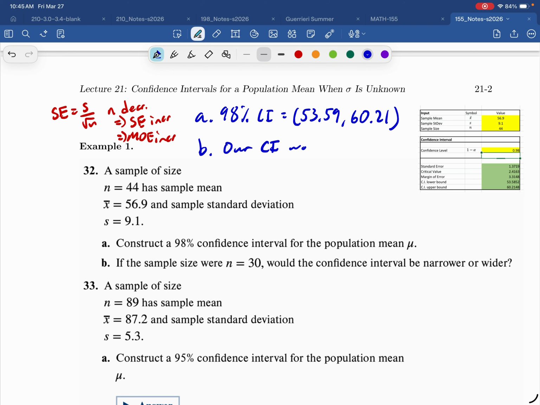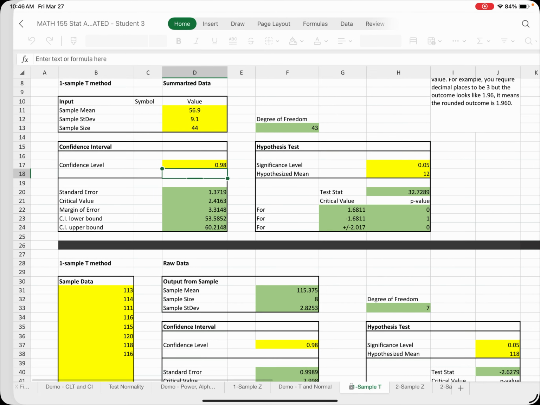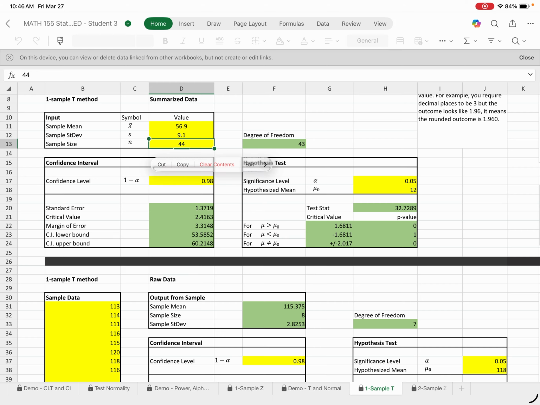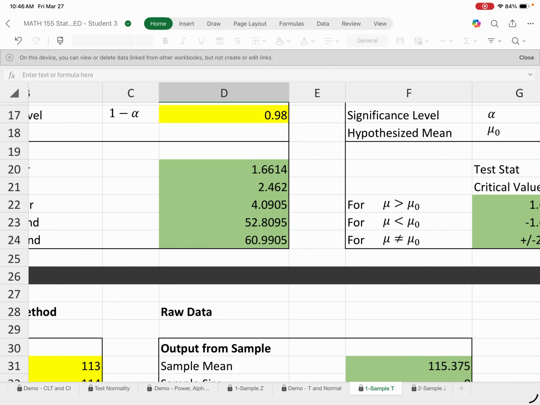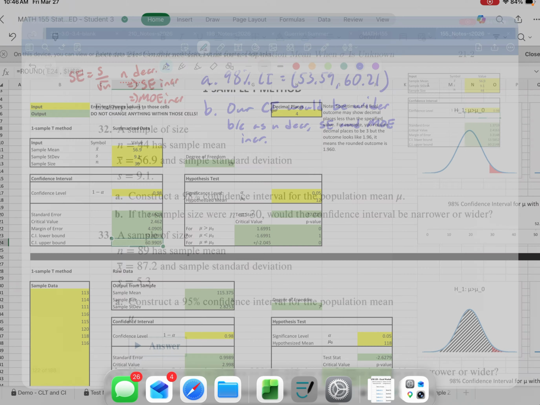Our CI would be wider because as n decreases, SE and MOE increase. Okay, and sure enough, if we go ahead and open Excel, and instead of 44, we say our sample size was actually 30, look at our confidence interval. It's a little bit bigger. Not by a whole lot, but it's bigger. Okay. Let's do another example.